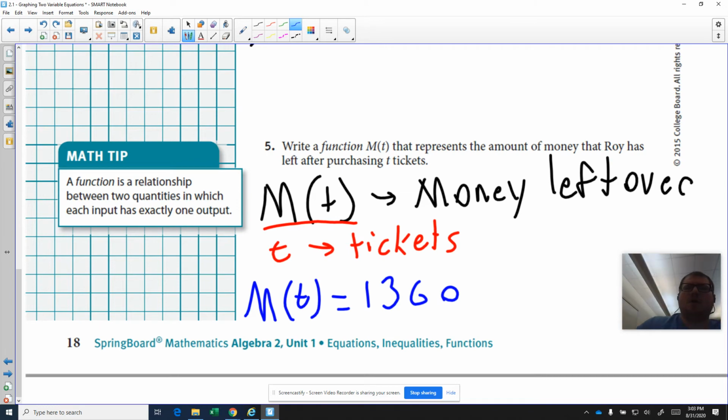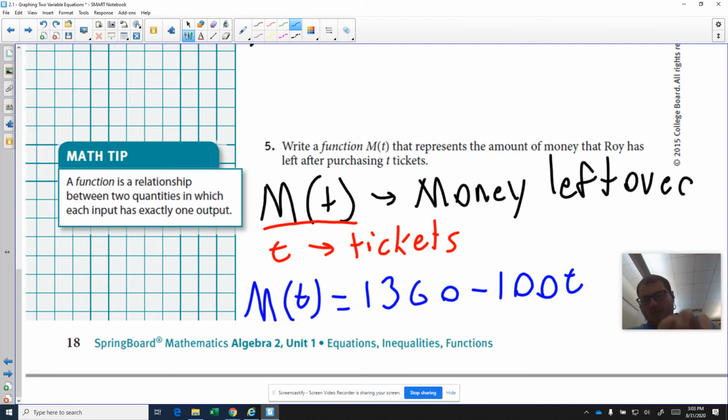So how do we build off of that? Well, this is where that whole constant rate of change comes into play. This is where it becomes important. I'm going to subtract from that 100 times T because it's $100 per ticket. So notice now, if I put 10 tickets into that problem, it will tell me I have $360 left over. If I put 5 tickets into that problem, it will tell me I have $860 left over.